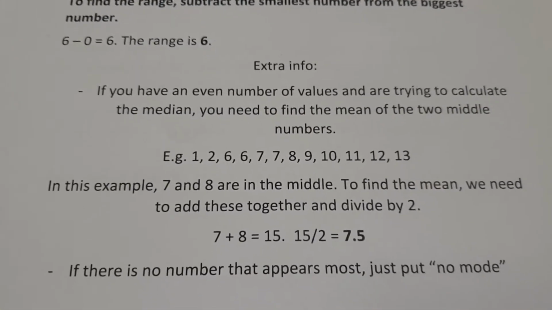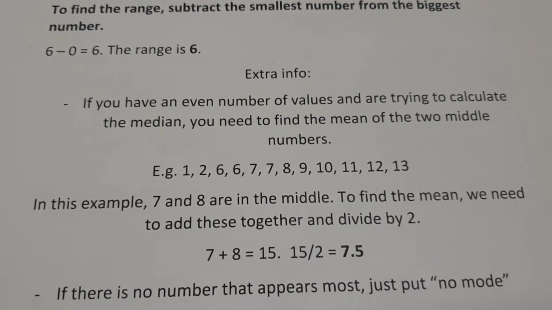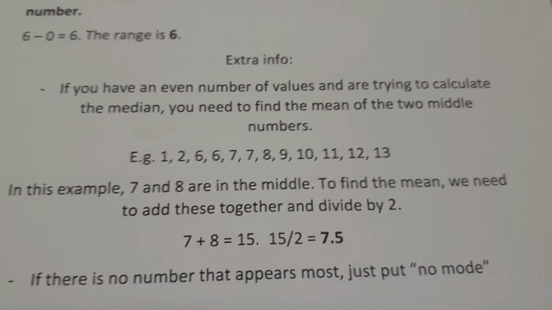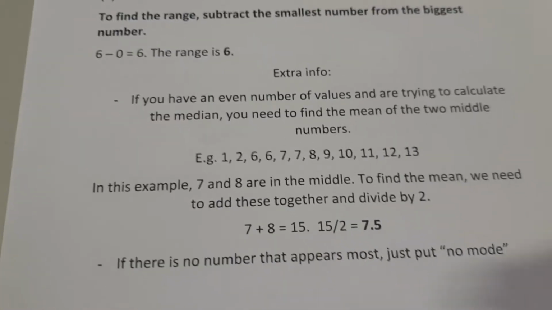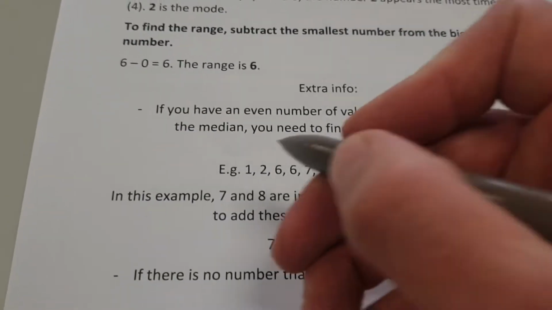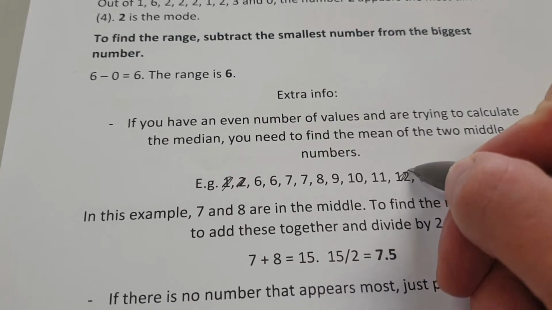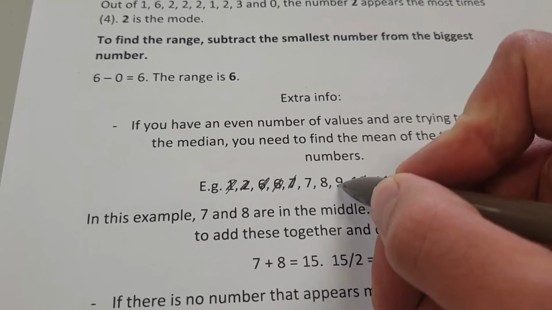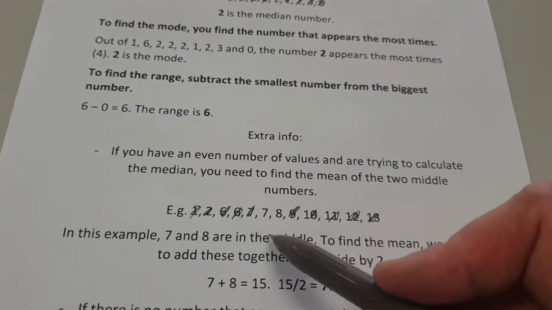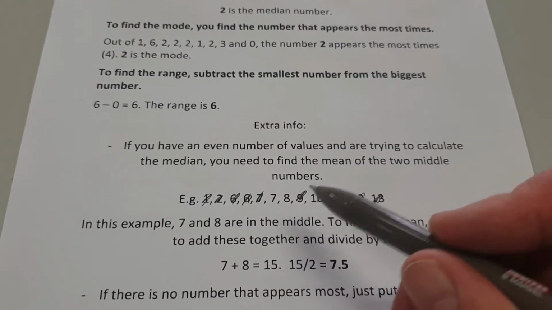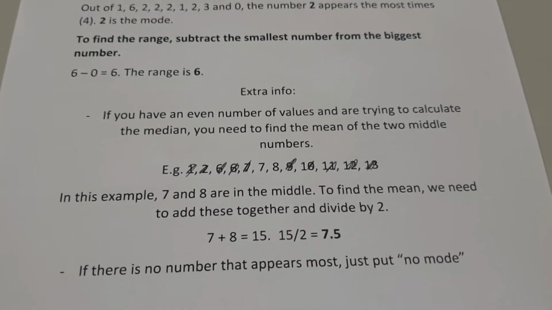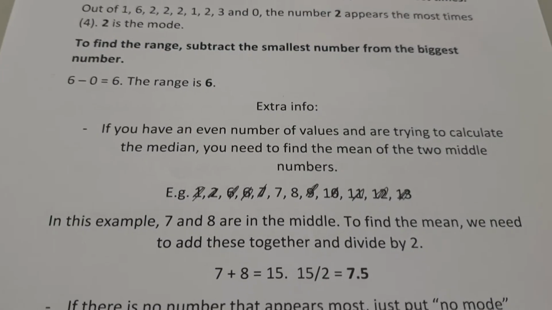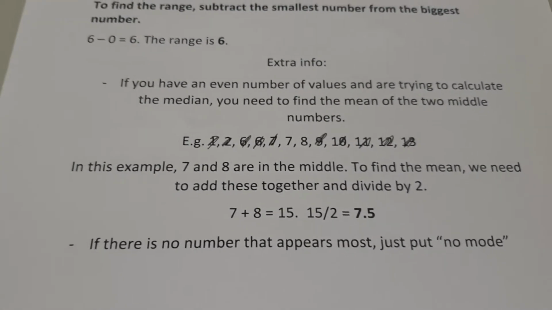Just some extra information. So if you're trying to calculate the median, but you have an even number of values, you need to find the mean of the 2 middle numbers. So if I show you again for these, so if I get rid of a number at the beginning and the end again, so now I'm left with 2 numbers in the middle, 7 and 8. So what I need to do now is I need to find the mean of them. So I can add them together, makes 15, and divide by 2 to make 7.5.